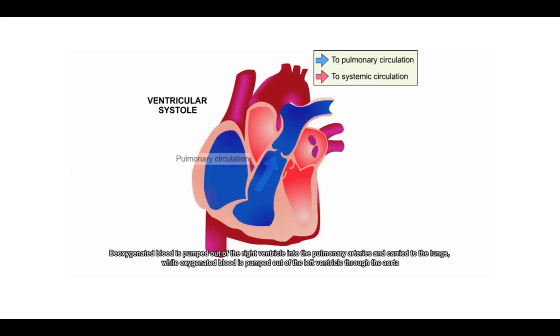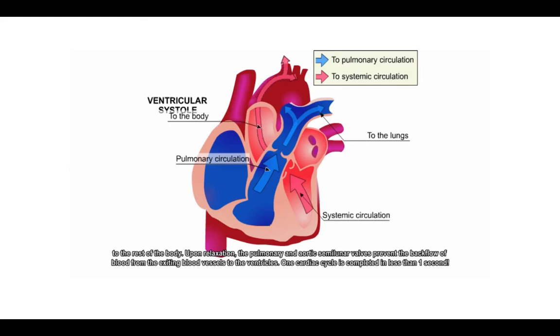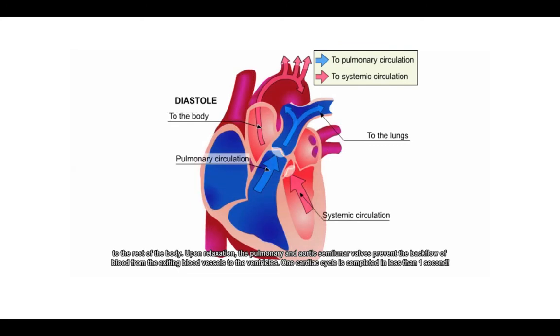Deoxygenated blood is pumped out of the right ventricle into the pulmonary arteries and carried to the lungs, while oxygenated blood is pumped out of the left ventricle through the aorta to the rest of the body. Upon relaxation, the pulmonary and aortic semilunar valves prevent the backflow of blood from the exiting blood vessels to the ventricles. One cardiac cycle is completed in less than 1 second.